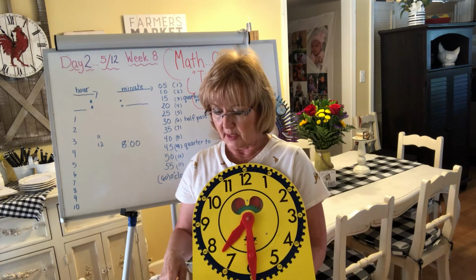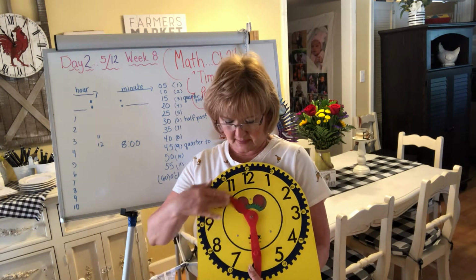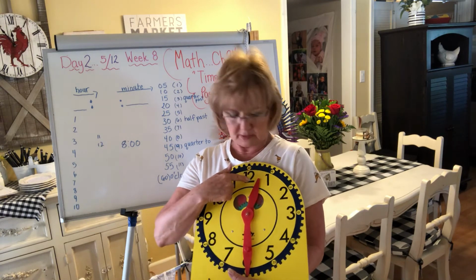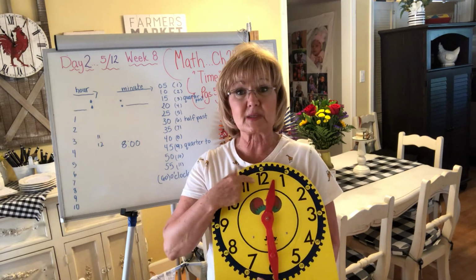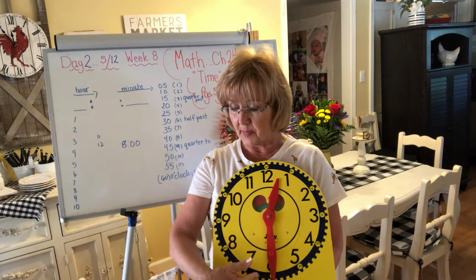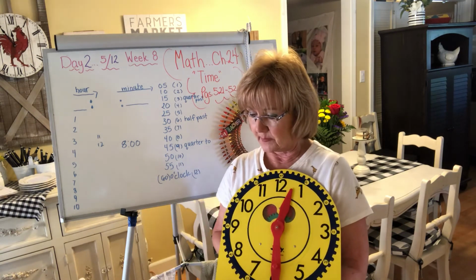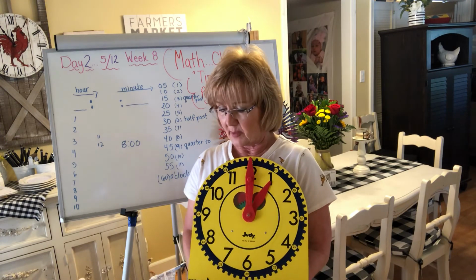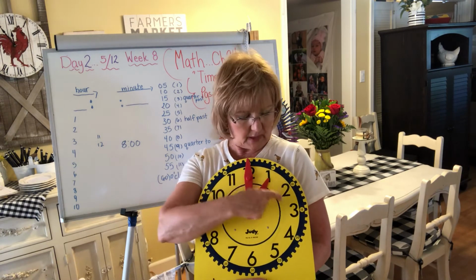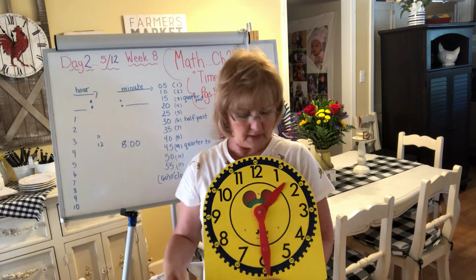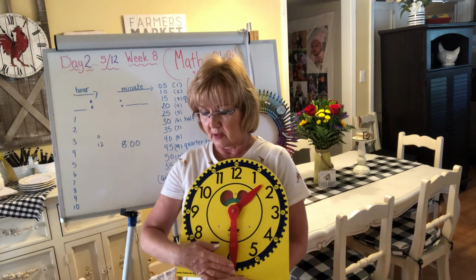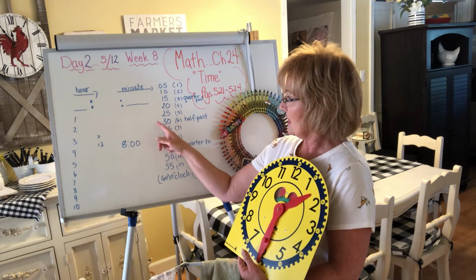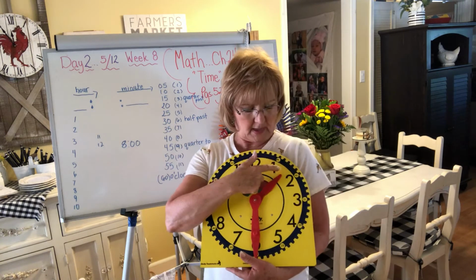And number 7, it looks like the hour hand is halfway between the 12 and the 1, so it still belongs to the 12. Half past 12, 12:30. And then it'll be 1 o'clock. You don't have that one, but you do have the hour hand halfway between the 1 and the 2, the minute hand on the 6. So it is 1:30.